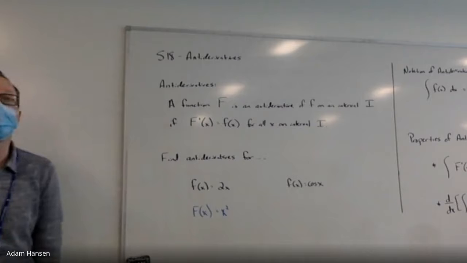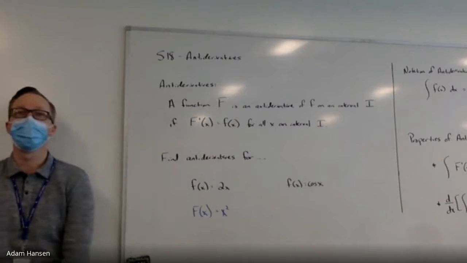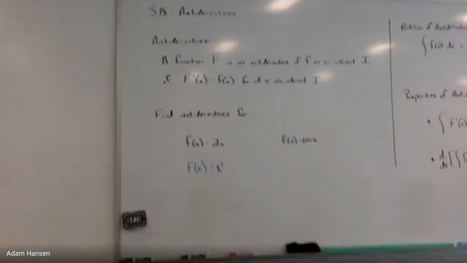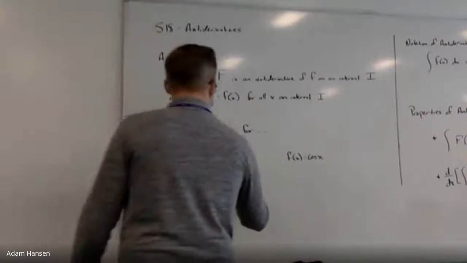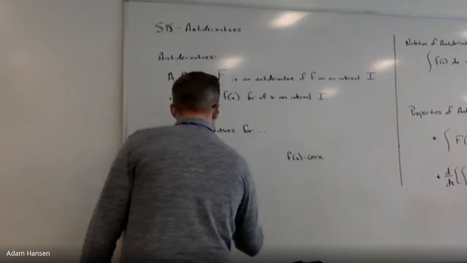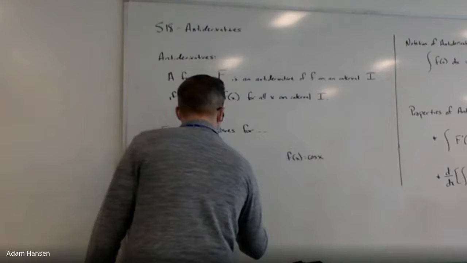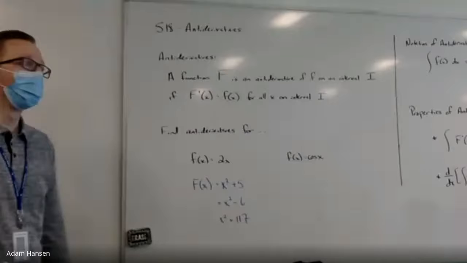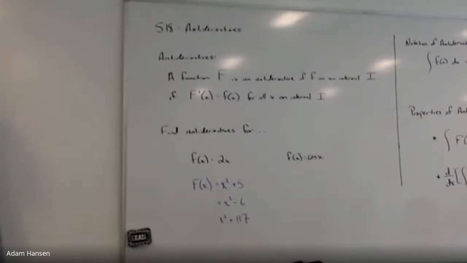Anyone think of a different one? Besides just x squared. x squared plus any constant. So x squared plus 2. x squared plus 5. We'll talk about how to label those here in just a second.